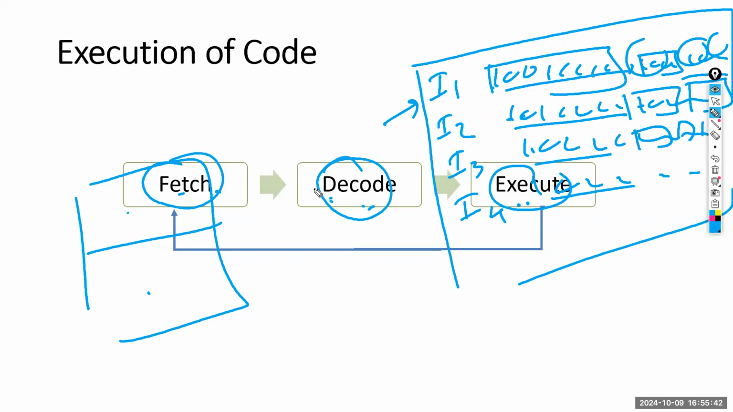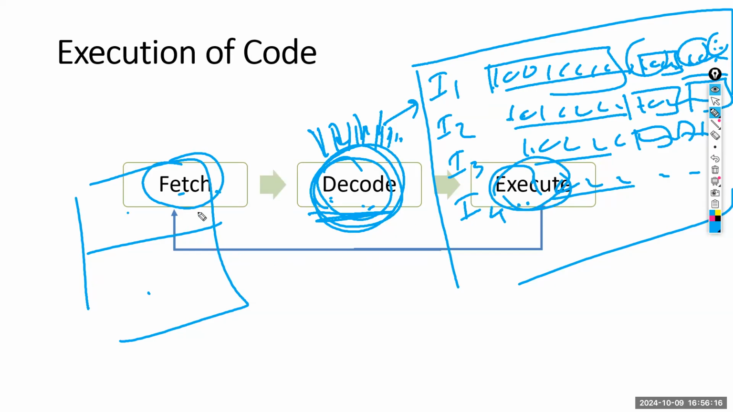And what is meant by decode? After decoding only, your ALU or control unit can understand what exactly to do. Until then it is not machine readable, 100% machine readable. After decoding only, the computer processor knows exactly what the operation is, and which parts are operands or the data. Then only it can execute.